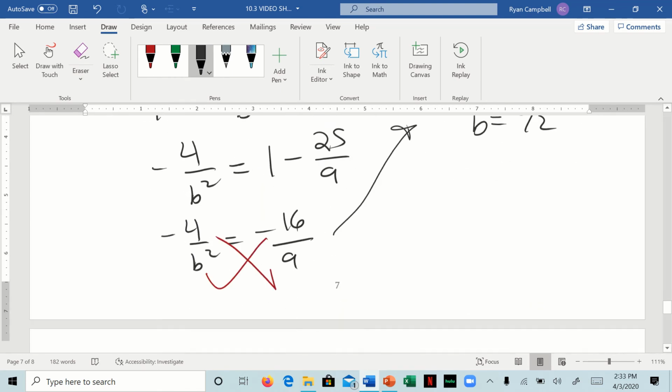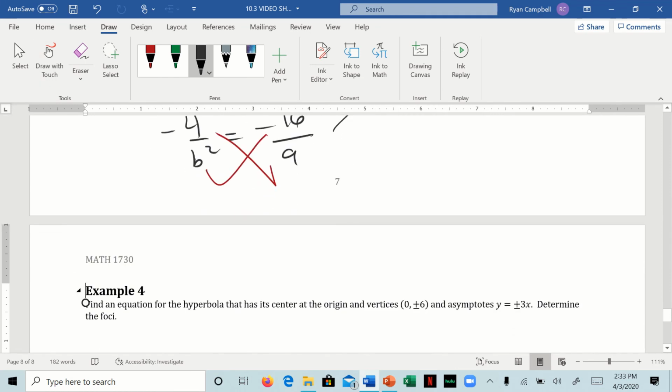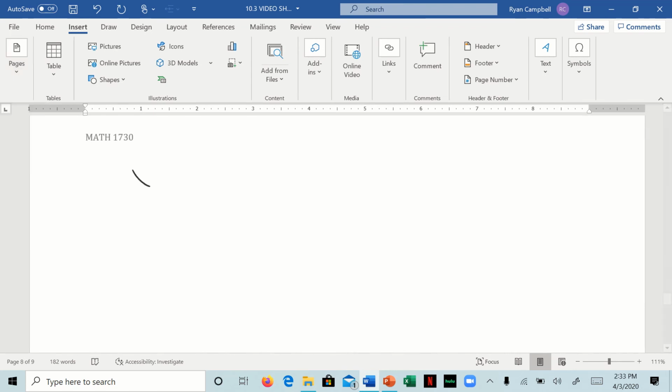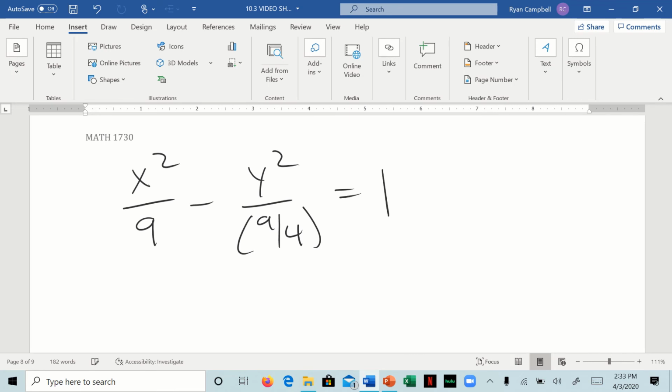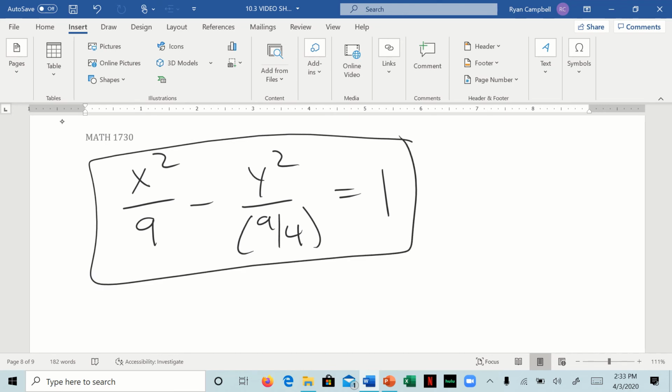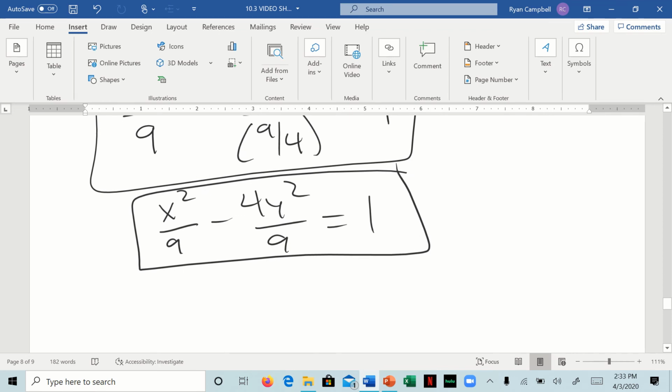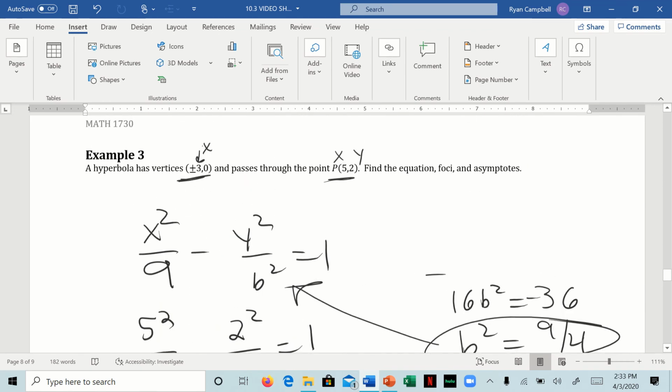So again, you can write it literally how it's written in our standard form. Let's give ourselves more space. So x squared over 9 minus y squared over 9/4 equals 1. That is totally okay, an acceptable answer. If you want to move the 4 up, you can also write it as x squared over 9 minus 4y squared over 9 equals 1. That is another acceptable way to write it. So we found our equation.